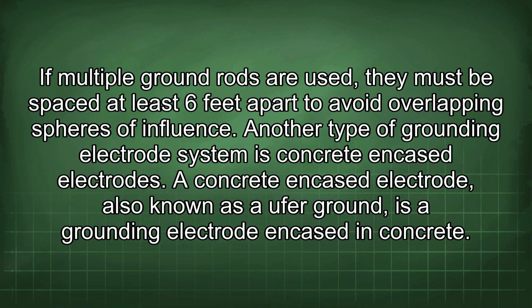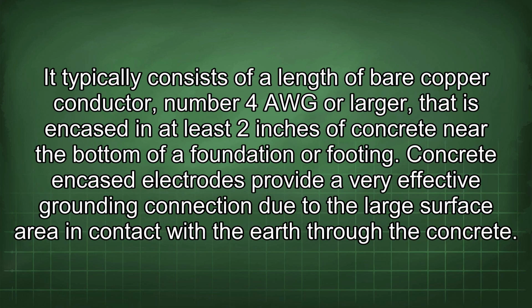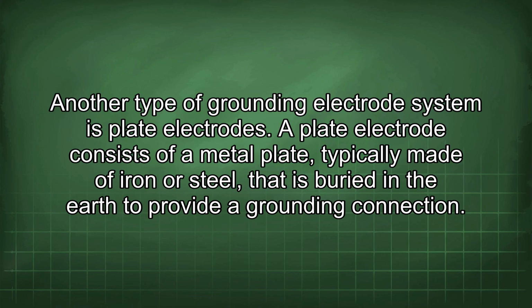Another type of grounding electrode system is concrete encased electrodes. A concrete encased electrode, also known as a Ufer ground, is a grounding electrode encased in concrete. It typically consists of a length of bare copper conductor, number 4 AWG or larger, that is encased in at least 2 inches of concrete near the bottom of a foundation or footing. Concrete encased electrodes provide a very effective grounding connection due to the large surface area in contact with the earth through the concrete.